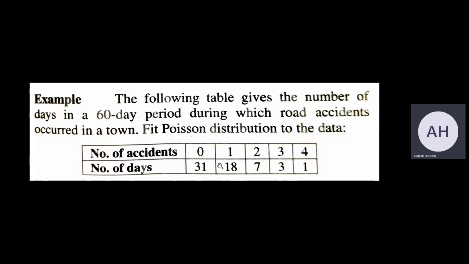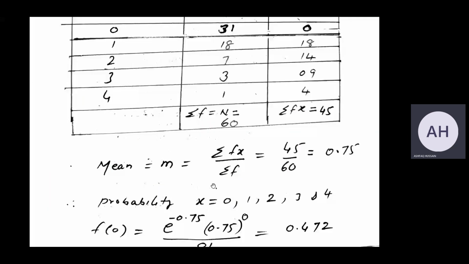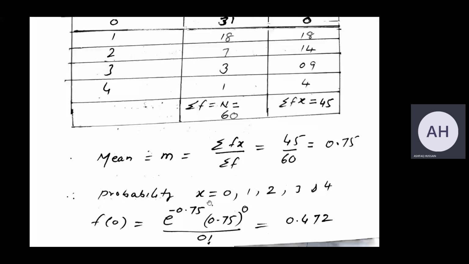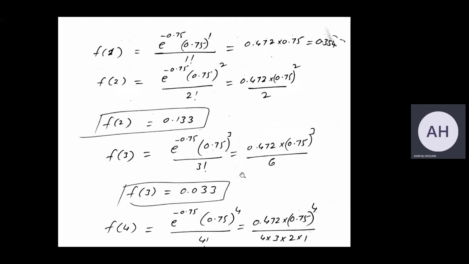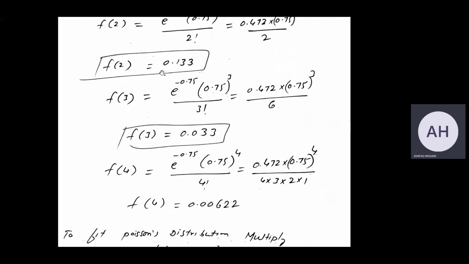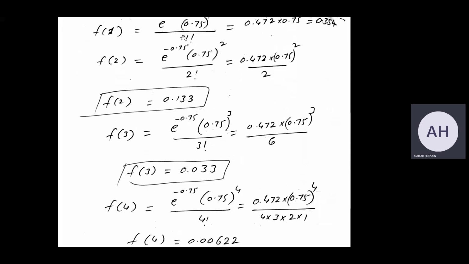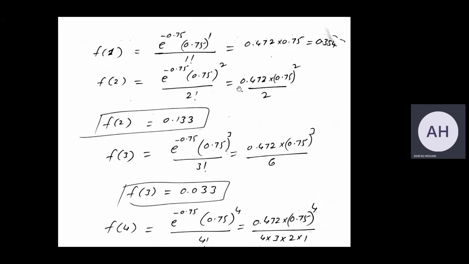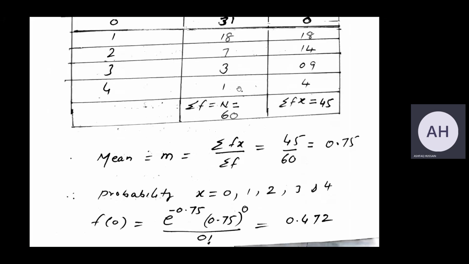Now what is the question? The probability distribution by using Poisson's distribution. So you have the values of x as 0, 1, 2, 3, 4. What you need to do is simply put x equal to 0, 1, 2, 3, 4 and calculate the f values. So I have done it here: first f of 0, then f of 1, f of 2, f of 3, and finally f of 4. There are 5 values you will get. In f of 1 or f of 2, the x value will be 1 or 2 and the m value will be whatever you have calculated, 0.75. Similarly, you have to calculate f1, f2, f3, and f4.